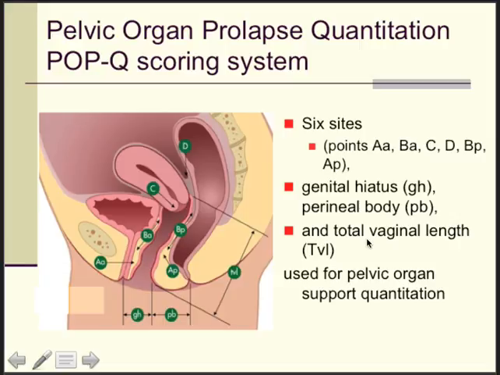I do not want to go into detail here, but this is an overview diagram of all the 6 points in the vagina which are described in the POP-Q classification. So the anterior vaginal wall, 2 points, the posterior vaginal wall, 2 points, then the cervix is point C, the posterior fornix is point D, and then we have a few others, the genital hiatus and the perineal body.